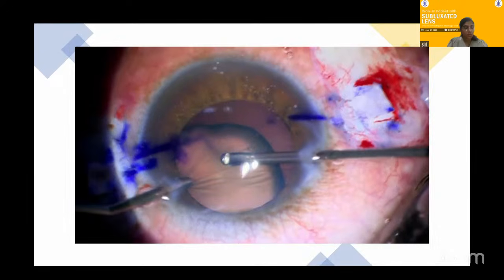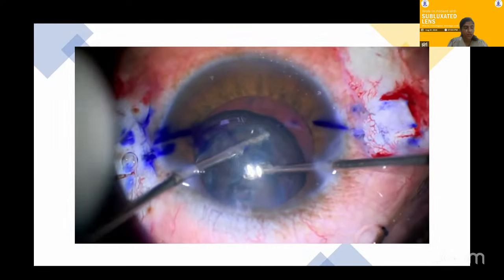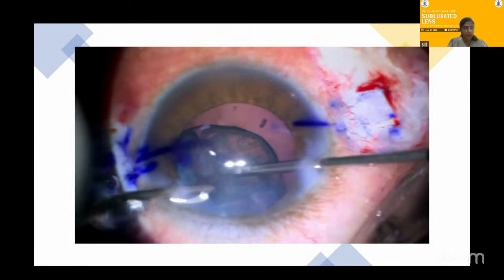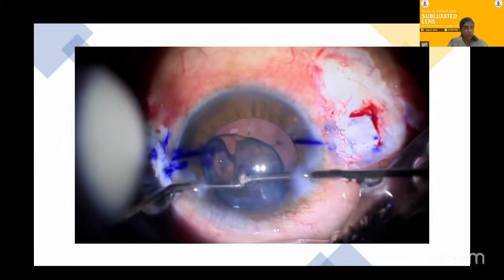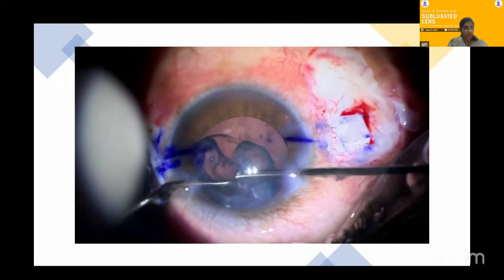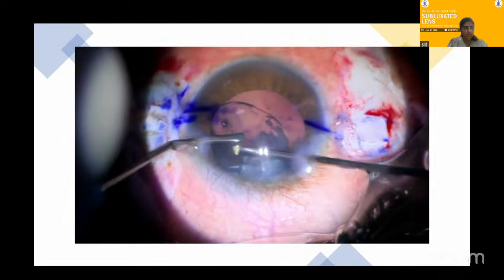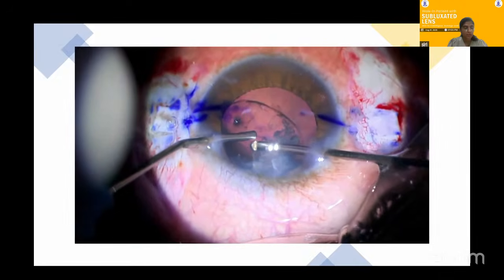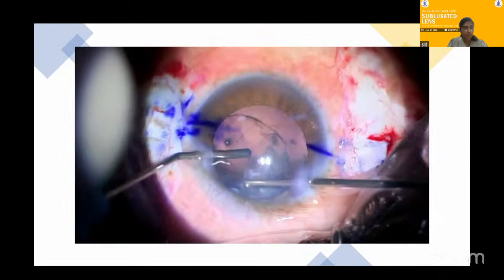The irrigation port here served a dual purpose, stabilizing and centrating the subluxated capsular bag, along with hydrating the lenticular matter to facilitate aspiration. A controlled intralenticular lens aspiration was performed while preserving the capsular bag and the posterior capsule.